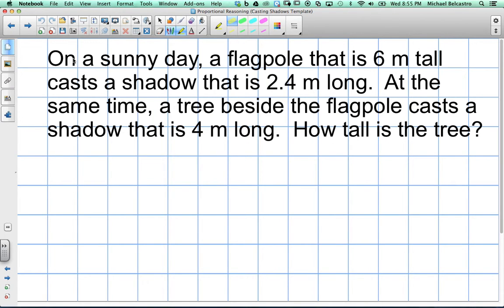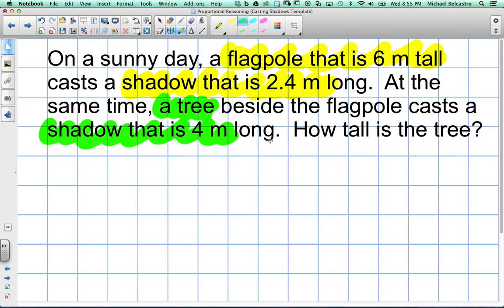Okay, let's highlight. On a sunny day, a flagpole is 6 meters tall, and that flagpole casts a shadow that is 2.4 meters long. That's our first part of information. I'll highlight tree information in green. At the same time, there is a tree beside the flagpole, and it casts a shadow that is 4 meters long. The question's asking us how tall is our tree. So let's represent this relationship.